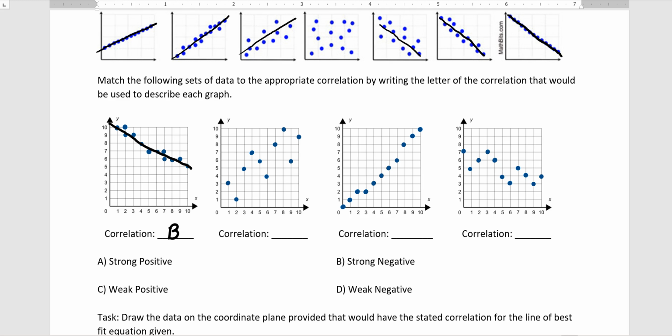Looking at our next one, over one here, let's see. Drawing a line, oh, this is a little tougher.